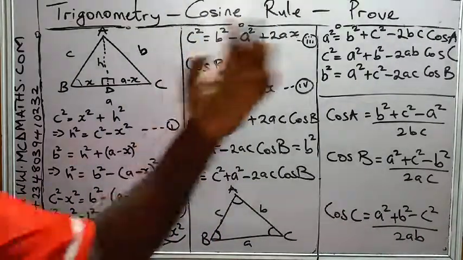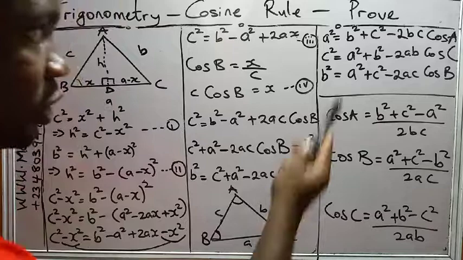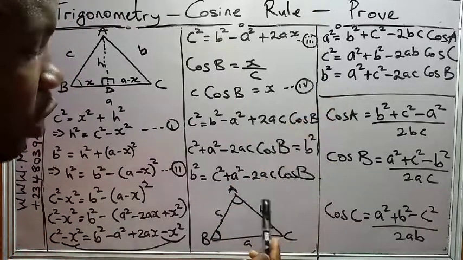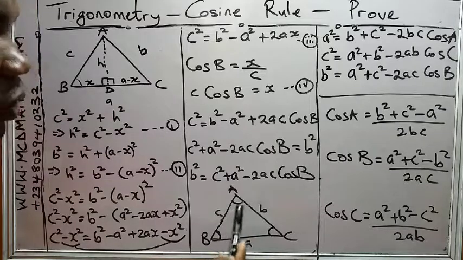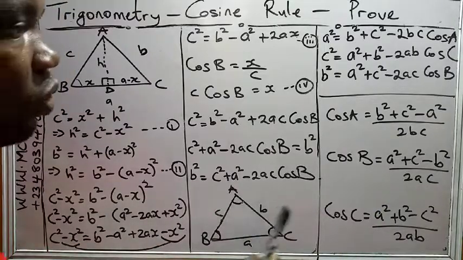Now, this formula enables you to find a side when you are given the other two sides and the angle included. While this formula enables you to find an angle when you are given the three sides.